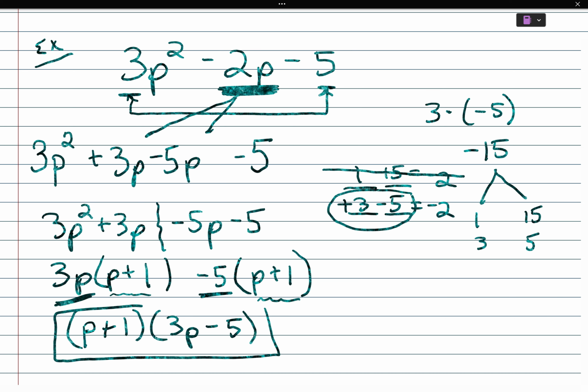And now this is my factorization. P plus 1 times 3p minus 5. If you wanted to, you could flip them. You could write 3p minus 5 times p plus 1.